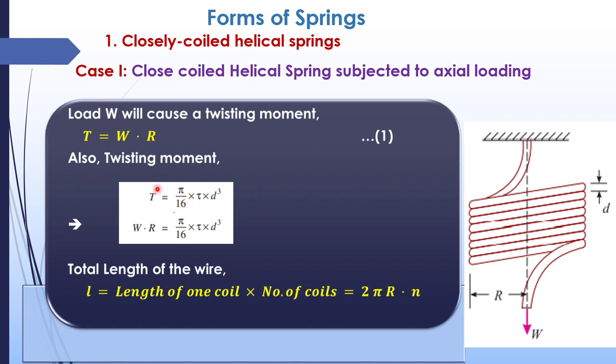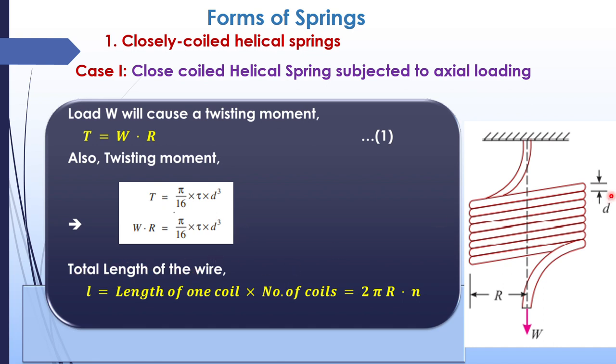We have already discussed this in lecture number 20. T is equal to pi by 16 tau d cube for a circle. Now this T will be equal to WR. So WR is equal to pi by 16 tau d cube.